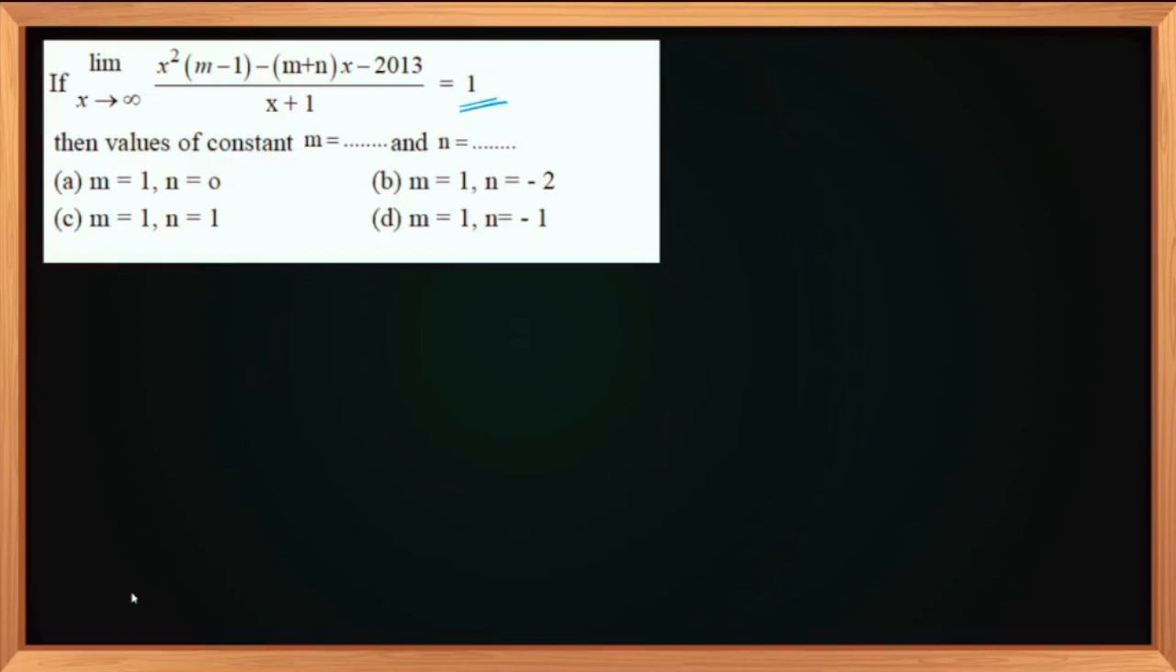The first option is m equal to 1, n equal to 0. The second option is m equal to 1, n equal to minus 2. The third option is m equal to 1, n equal to 1, and the last option is m equal to 1, n equal to minus 1.